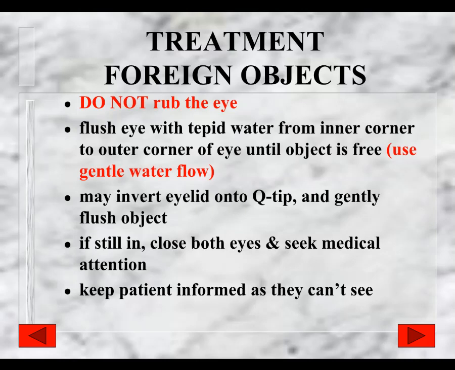We want to flush it, and we always want to tell the patient what we're doing. If we can't get it out, we have them close both eyes, just like in every eye injury, and take them for medical attention. Once again, the reason we have patients close both eyes with any kind of eye injury is we want them to move them as little as possible. We also don't want them blinking, which can make it more serious and cause more damage to the eye itself.